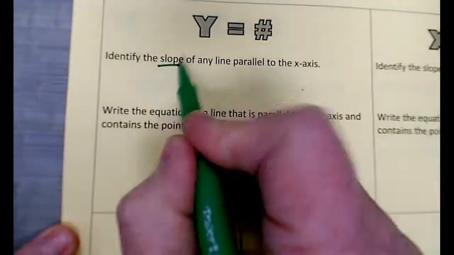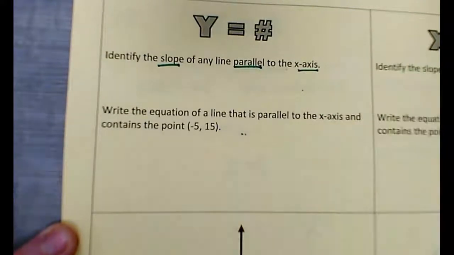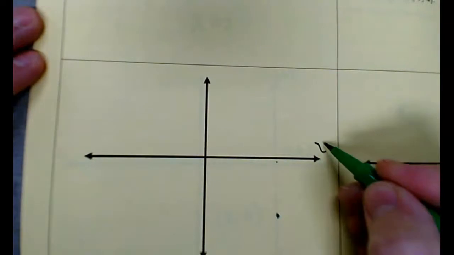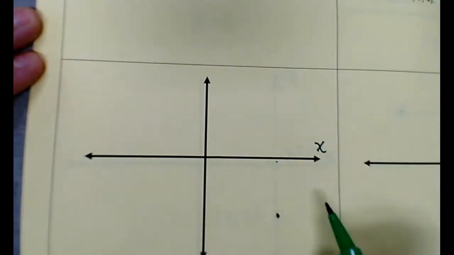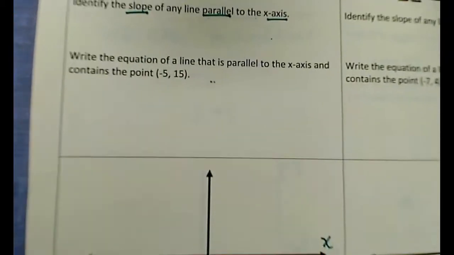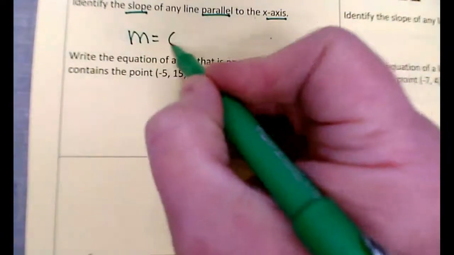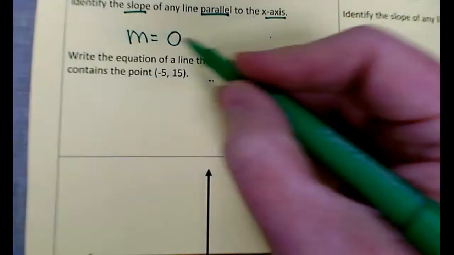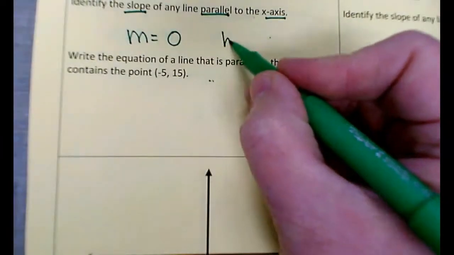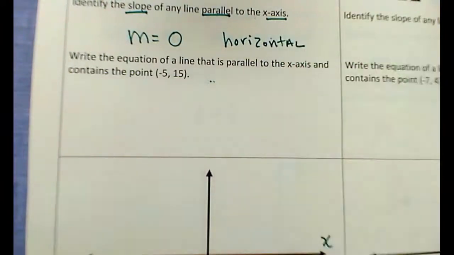Identify the slope of any line that is parallel to the x-axis. So this is the x-axis. Any line that's parallel to the x-axis is not going to cross the x-axis, and so it will be horizontal. If it's parallel to the x-axis, it will have a slope of 0 because it will be a horizontal line.